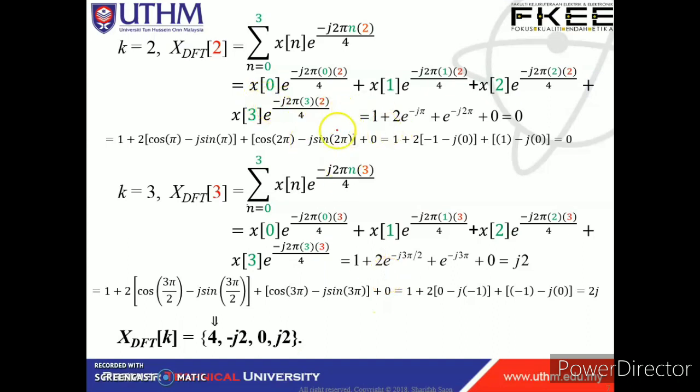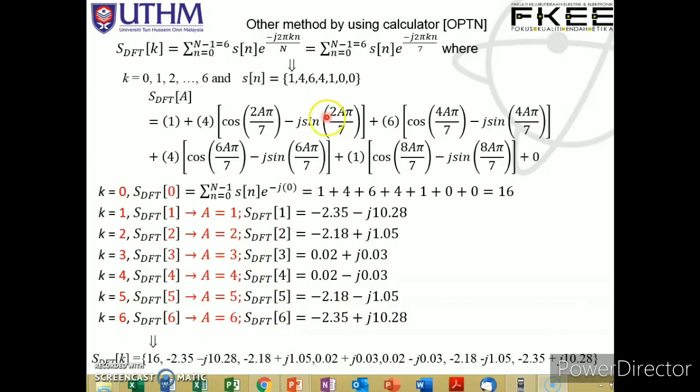So you can just key in all the equation here in the calculator and get the final answer, so that it will save you time to key in one by one. So how about if we have a long value of k that we need to find, for example from 0 until 6 with 7 number of samples. Given x n equals 1, 4, 6, 4, 1, 0, 0, how can we find the DFT k in a faster way?